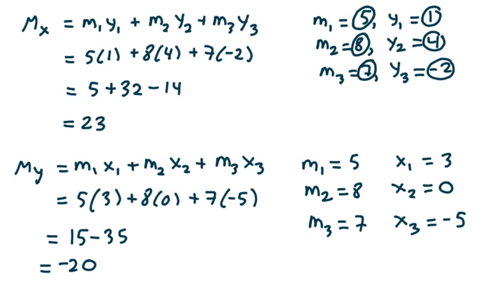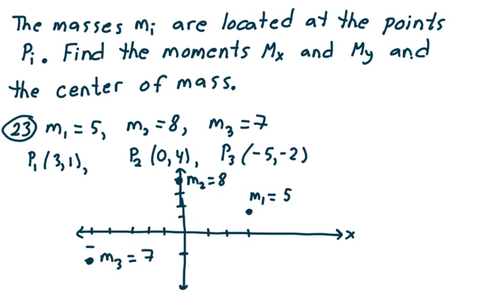Okay, so the first step, we want to find m sub x. That's defined as m1 y1 plus m2 y2 plus m3 y3. And so what I do is I go to the previous page and I notice m1, m2, and m3 are given to me. So m1 is 5, m2 is 8, m3 is 7, right?